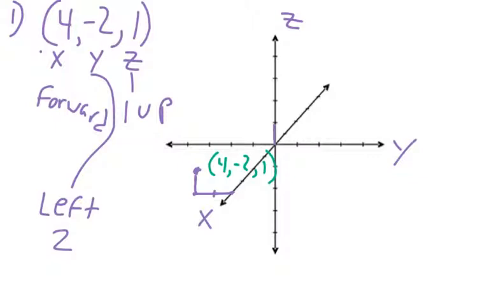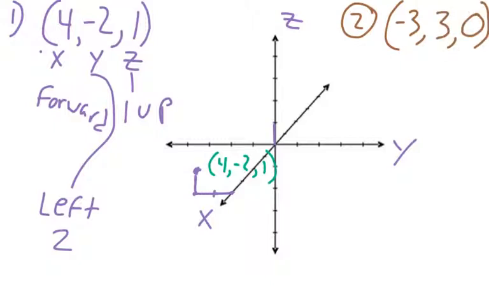Let's show one more. How about the point (-3, 3, 0)? So what this means is just what I put over here. So this -3, that's x, so it's back 3. So in brown, I'm going to go back 3 and start right there. Back 3 spaces. Now I'm going to go right 3.